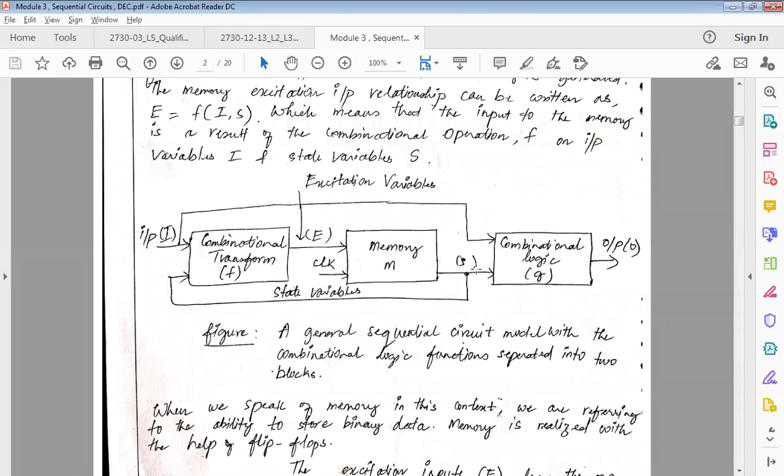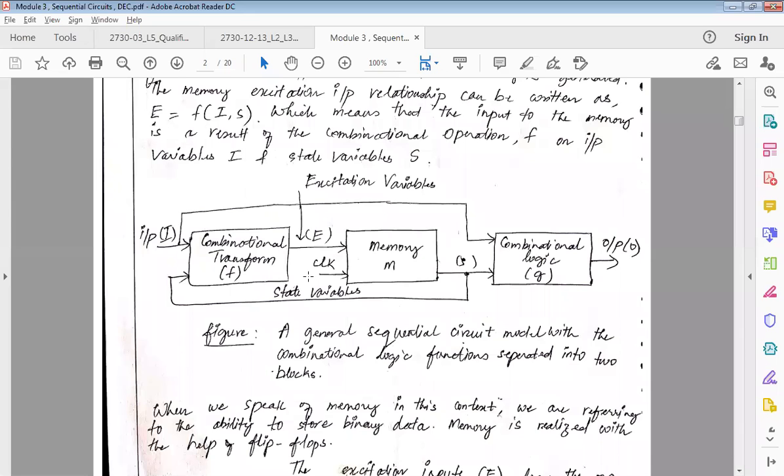So combinational logic will have inputs as memory's output and the normal inputs. The normal inputs are these and the memory's outputs are these. So in parallel it will receive inputs as well as memory outputs. This is also receiving the same set of inputs, and here also we have the same set of inputs. Now how do we activate these memories? These memories are activated based on clock.